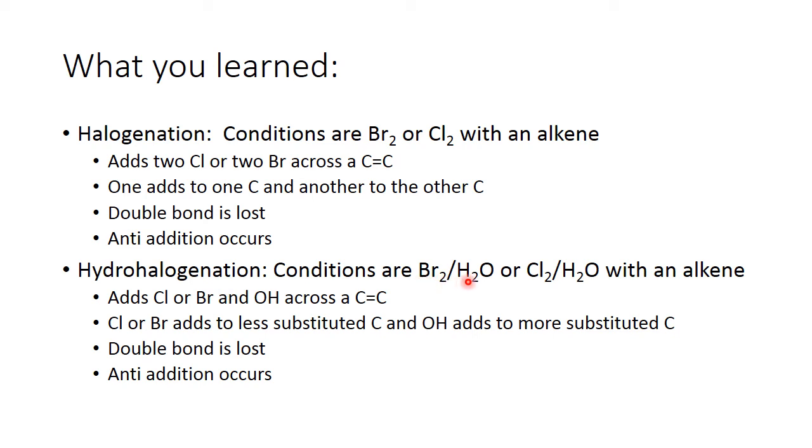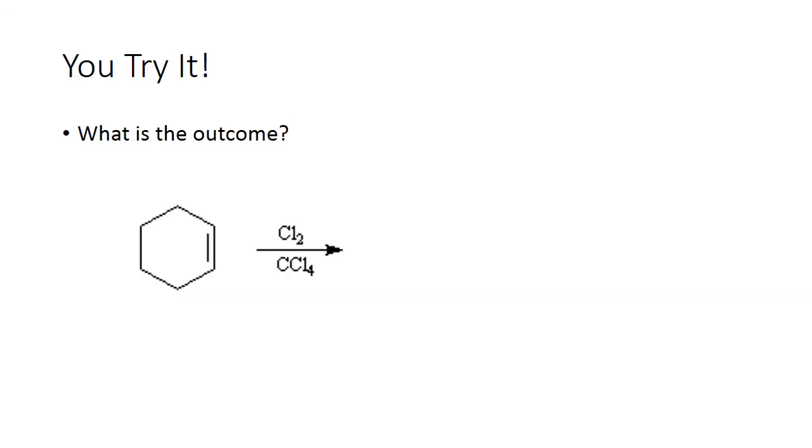With hydrohalogenation, what are your conditions? It's bromine with water as a solvent or chlorine with water as a solvent. And of course you have to have an alkene. To the double bond, you add a chlorine or a bromine to one carbon and the hydroxyl to the other. The chlorine adds to the less substituted carbon and the hydroxyl adds to the more substituted carbon. So we say it's Markovnikov for the hydroxyl group. The double bond is lost and you get anti-addition.